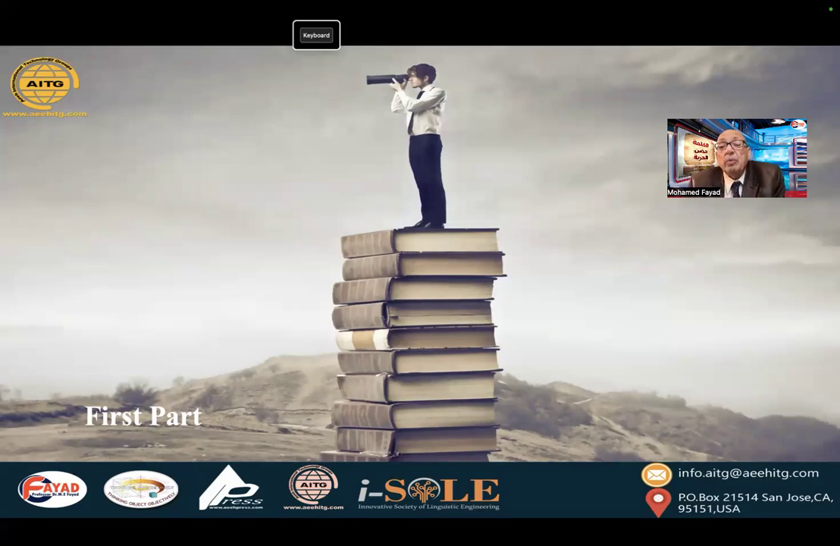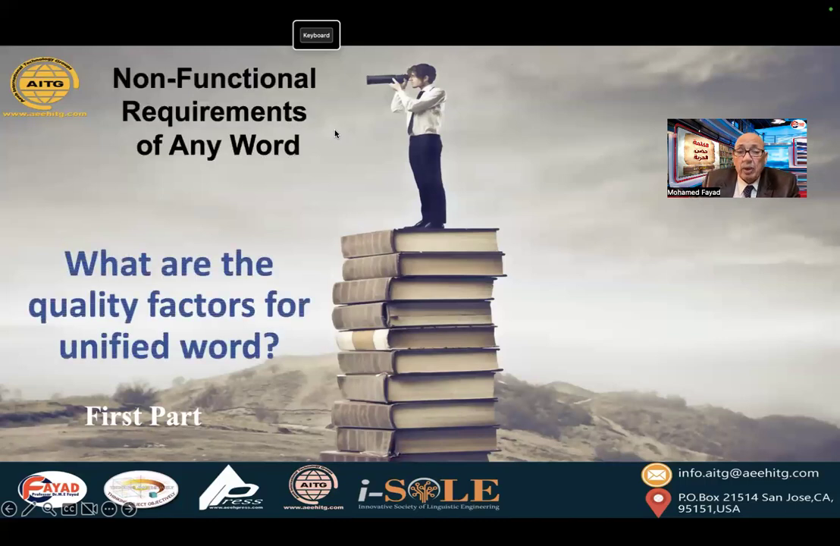Every system and every word must have non-functional requirements. And this non-functional requirement has to be defined before the functional requirements. And some scientists and engineers think, and I'm one of them, the non-functional requirement is more important than the functional requirements. So we're going to see where we're going with this. And this is, again, non-functional requirement for any word or any system.